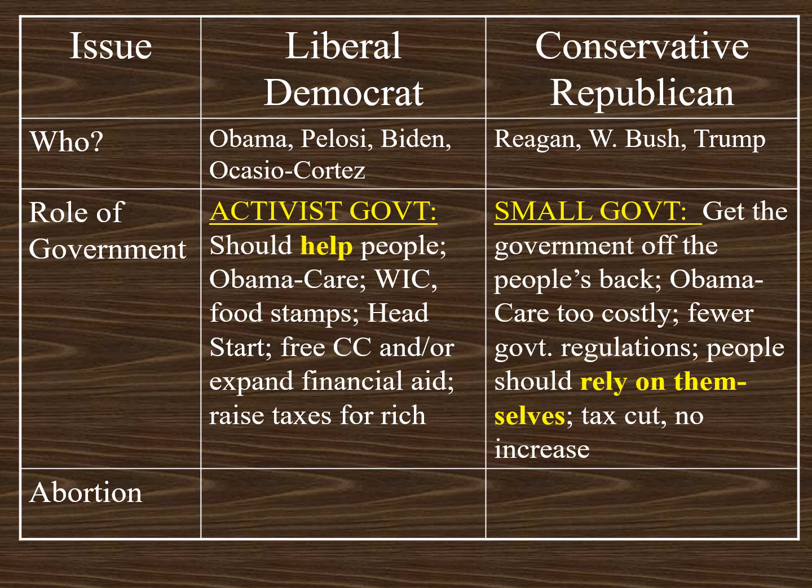Conservative Republicans would take a different approach. They would argue the government's not part of the solution, the government's part of the problem. Get the government off the people's back. There are too many regulations, there are too many taxes right now. Obamacare, that affordable health care program, okay, it's far too costly. People need to rely on themselves and pull themselves up by their own bootstraps and not depend on the government.